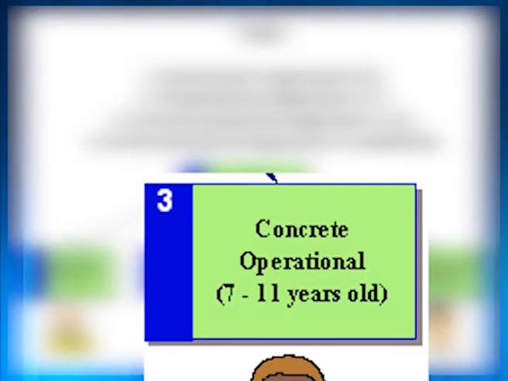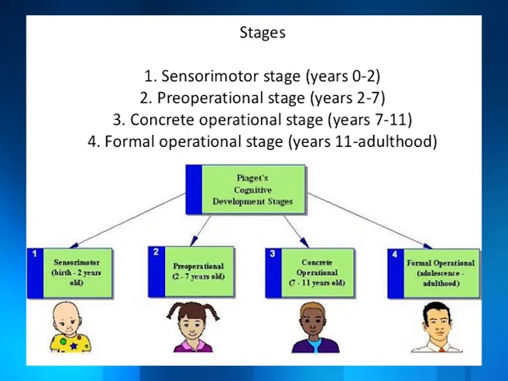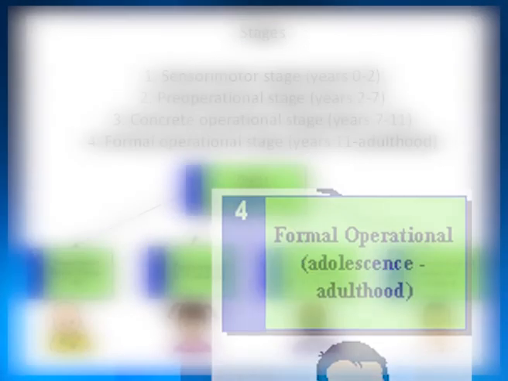The third one is the concrete operational stage. Piaget considered the concrete stage, which lasts from 7 years of age to 11 years, as a major turning point in the child's cognitive development, because it marks the beginning of logical or operational thought. This means that the child can work things out internally in his head rather than physically trying things out in the real world. Number 4 is the formal operational stage.